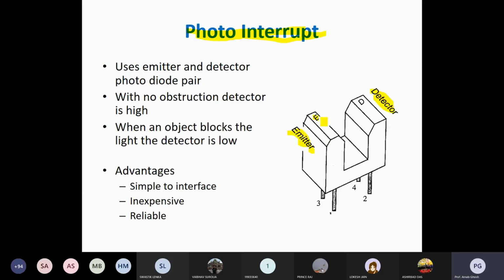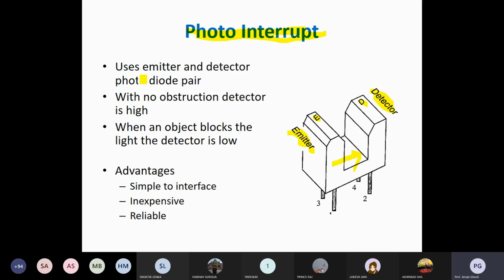If the pulse or signal is given, optical emission will be there. If any obstacle is there, the total signal will not reach the detector. Due to the presence of that obstacle, the exact value does not arrive here, so you can say there is some obstacle.